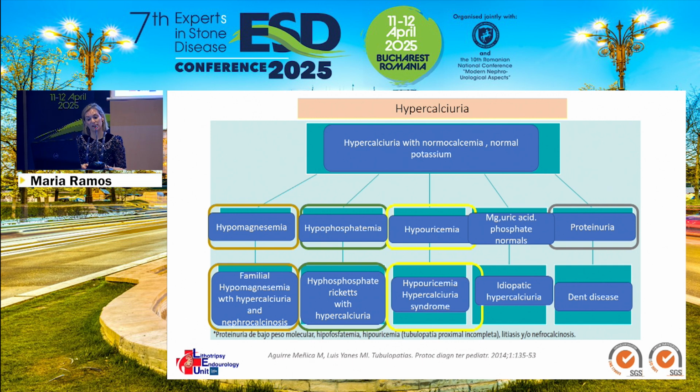Or if we find proteinuria, maybe it's Dent disease, like Dr. Trincheri spoke yesterday. It's not normal. If we don't have renal insufficiency, it's not normal to find proteinuria in our patients. And if everything is normal, we find the idiopathic hypercalciuria.